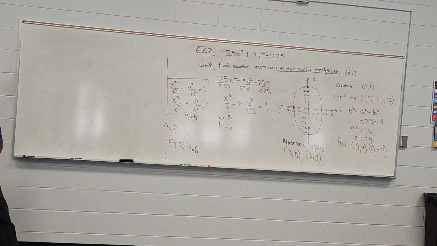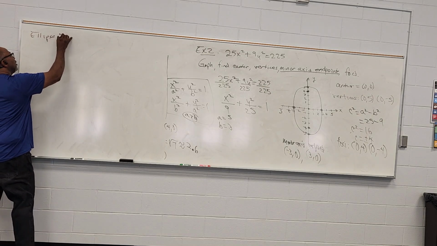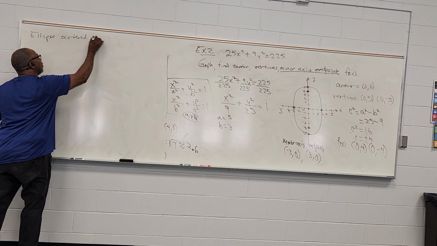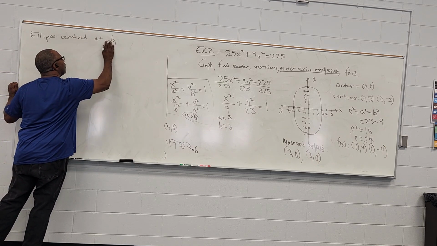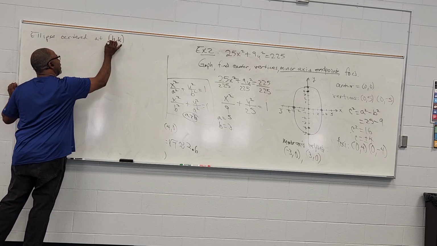Now, so far, those two examples we've been looking at, we've been graphing ellipses that are centered at the origin. Well, ellipses don't have to be centered at the origin. They can be centered at any point in the XY plane. So now we're going to look at ellipses centered at H comma K.